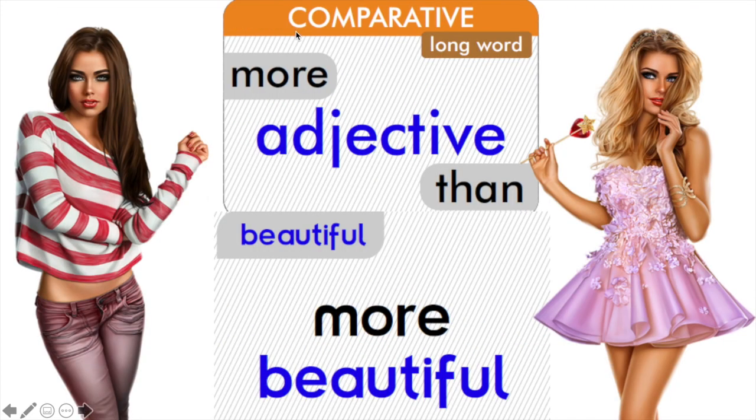We also have the comparative with long words. For example, more beautiful than. In this comparative, we have a long word, beautiful. We have three syllables. So if a word is long and has three syllables or more, we use more. More beautiful than.